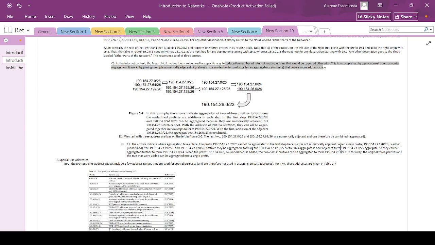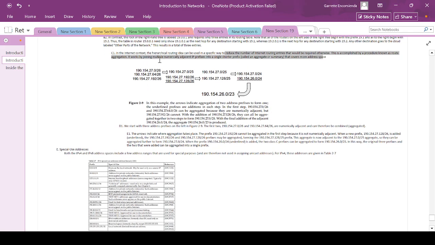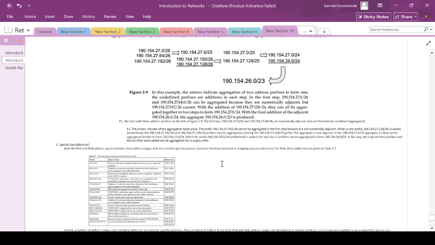So to be able to use that tree topology idea in the internet context, we need to use route aggregation. This is where the concept of aggregation works. It works by joining multiple numerically adjacent IP prefixes into a single shorter prefix called an aggregate or summary that covers more address space. This is where we apply that in the actual internet prefix, or CIDR prefix, we use today. In this example, the arrows indicate aggregation of 2 address prefixes to form one. The underlined prefixes are additions in each step.